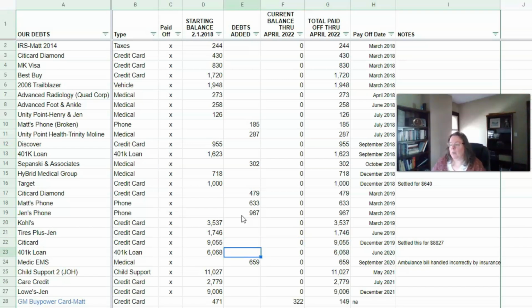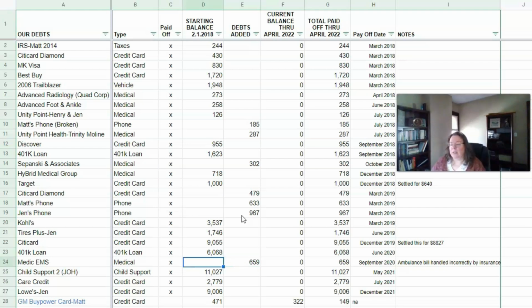I paid off my 401k loan 6 months later for $6,068 total. That's not what the balance was at the time. It was down in the 2000s. I can't remember what it was, but that was paid off in June of 2020. I had taken that out in, I think, July of 2016.